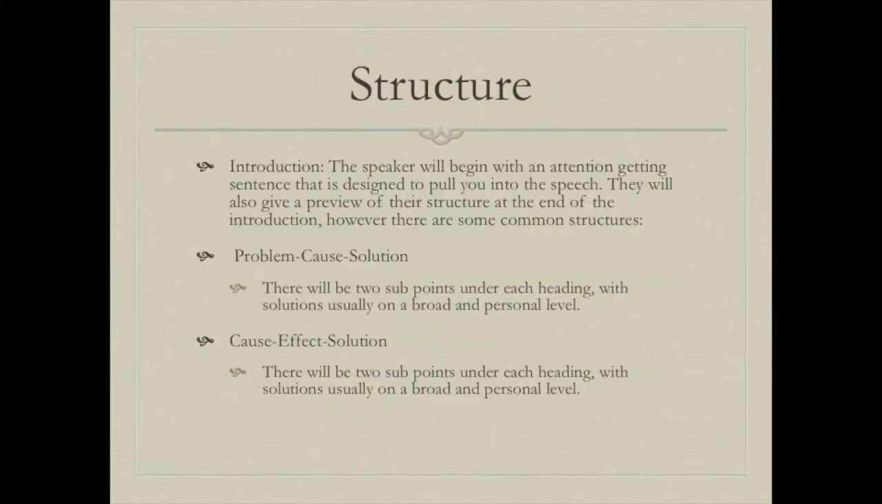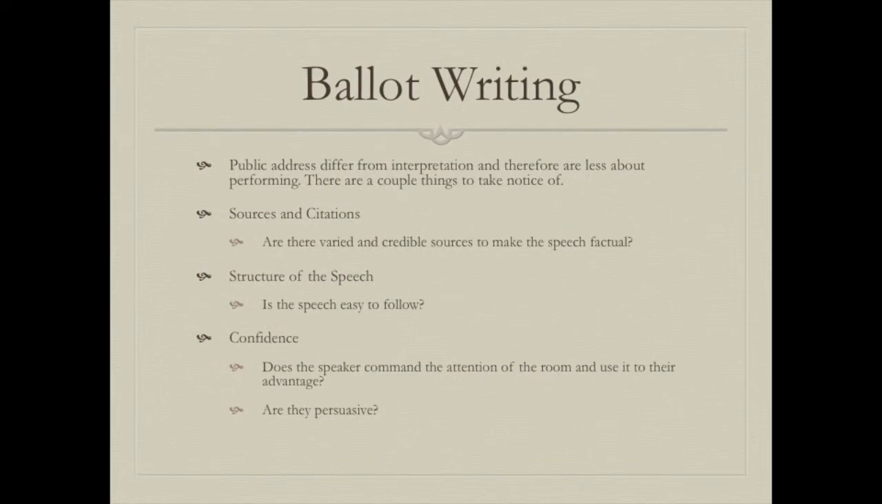The structure of persuasion is as follows. There are two main structures that everyone uses in persuasion: problem-cause-solution and cause-effect-solution. If a performer or speaker deviates from these norms, they will give a little preview sentence in their speech on how they will lay out their speech and create a different structure. So it's easy if you just listen as they give their introductory speech, which will happen at the very beginning.